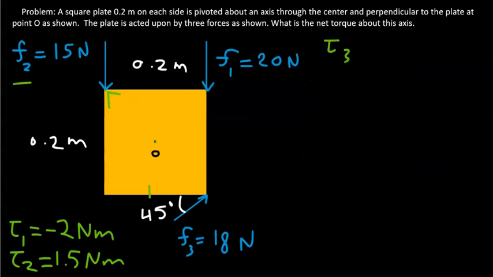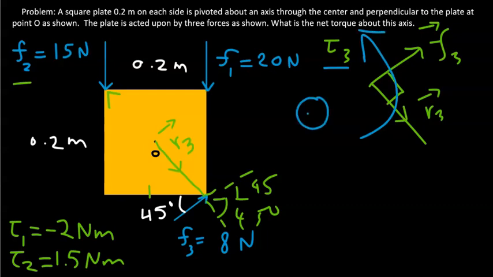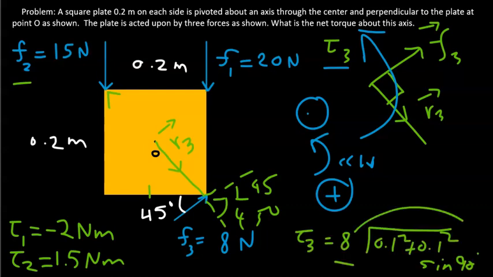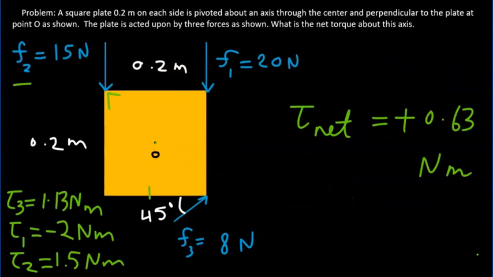Now torque 3. The R3 is going that way, so this is 45, so this has to be 45, so that means the angle between them is 90 degrees. The direction of the third torque, using the right hand rule, is coming out of the board. It will tend to rotate it counterclockwise, so we'll assume a positive value. The magnitude is 8 times that distance times sine 90, that is this distance right there, which will give you plus 1.13 Newton meter. Adding all three gives you a net torque of 0.63 Newton meter.